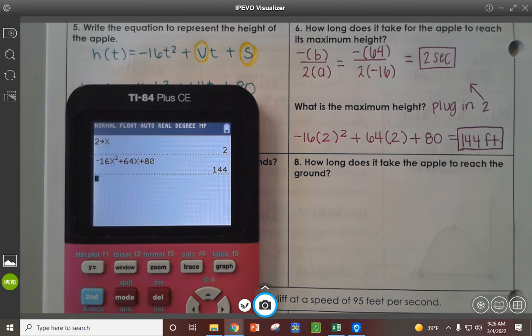Questions? I did something wrong, because I got 244. Oh, I put 2. But that's right. You put 180 there instead of just 80 at the end.